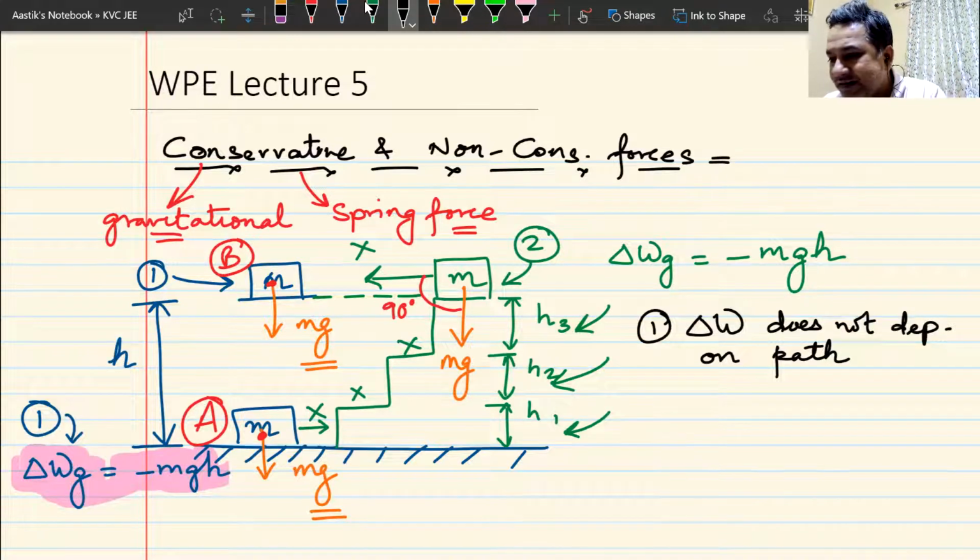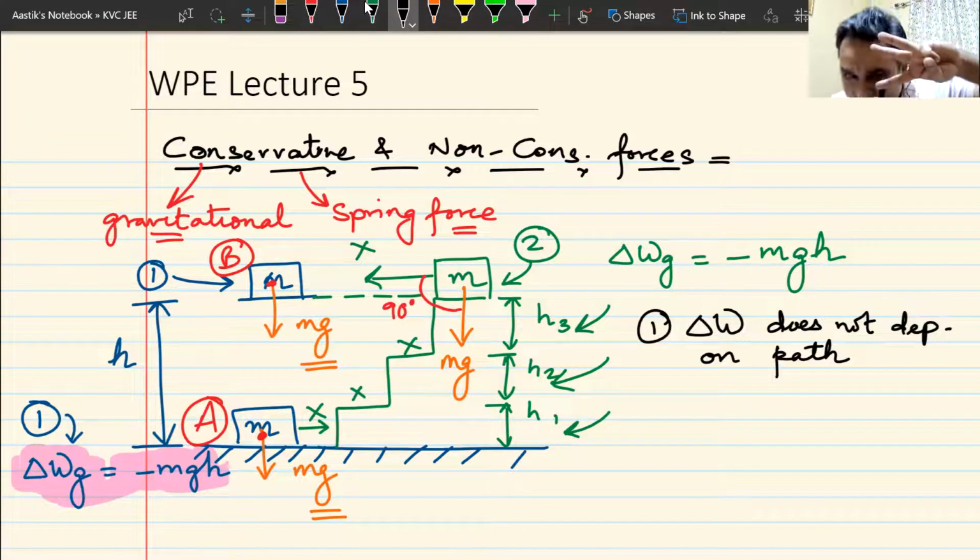Do you remember something known as internal energy or change in internal energy? Change in internal energy in any process does not depend on path, whether it's isobaric, isochoric, adiabatic, polytropic, and so on. Change in internal energy is a state function. It does not depend on path. Similarly, on the very same lines, work done by conservative forces does not depend on path. Am I clear? Everyone understands this? So you can relate the three things together.